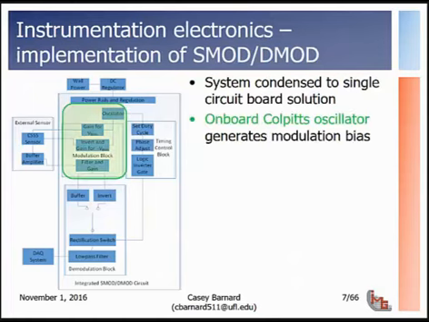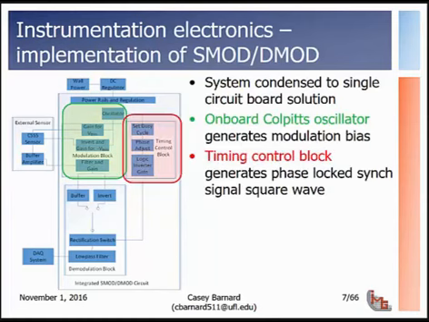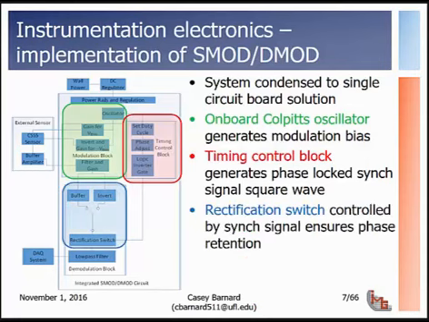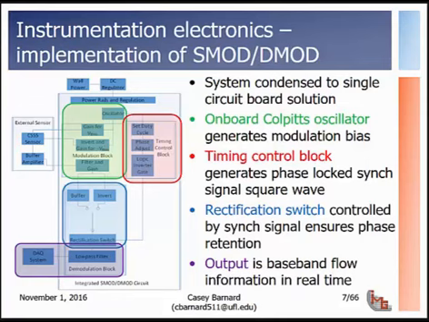We have an onboard Colpitts oscillator, which generates a modulation bias. Traditionally, we use 1 megahertz and 8 volt amplitude. We have a timing control block. This is linked to that carrier signal. It generates a square wave that controls our active rectification switch. And this allows us to retain the phase and directional information, I'll get a little more into that later, of the actual baseband information. We do an active rectification switch between the buffered and inverted signal to do our envelope detection. And then, of course, low-pass filtering at the output, and that gets rid of our high-frequency residual and gives truly just the baseband return to the DAC system.